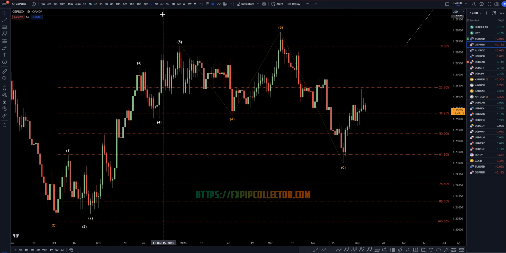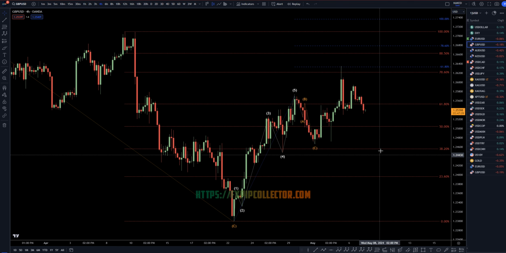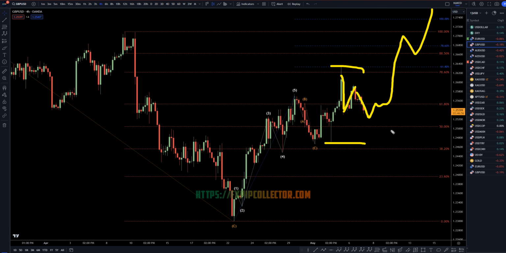So taking it right down to the 4 hour time frame. On the 4 hour time frame, I do think there's a good chance this right here is an A, B, and C correction. If it is an A, B, C correction, then most likely it'll bounce off a Fibonacci retracement level and make a nice entry to go long for the continuation of this uptrend.